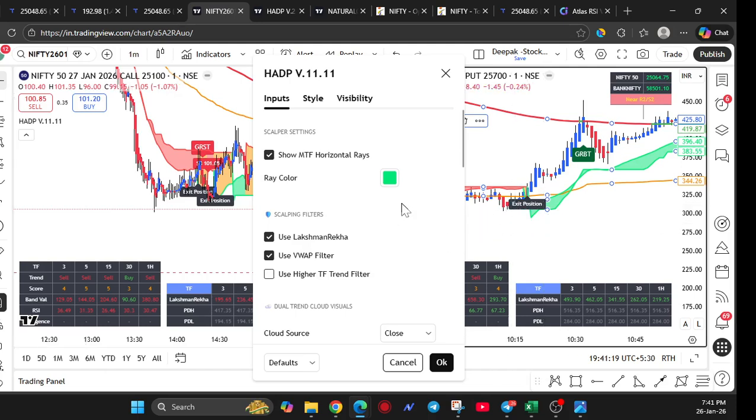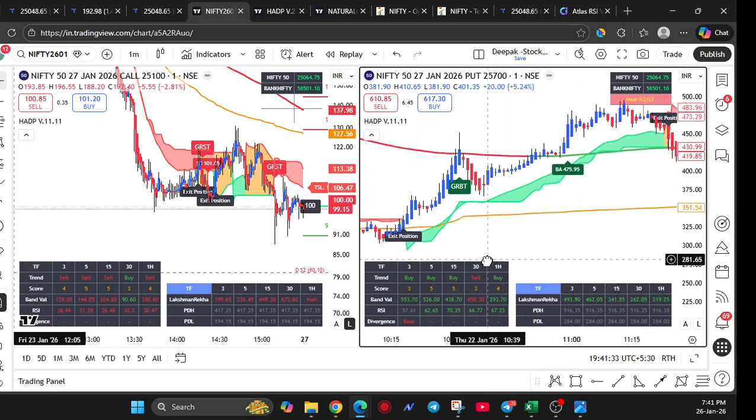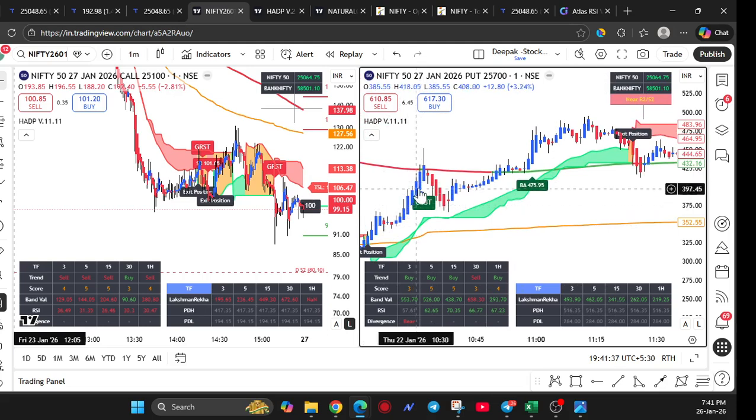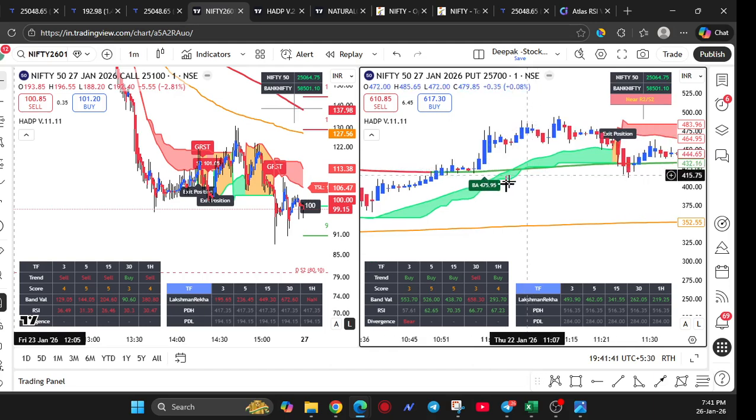Some people who are very conservative traders, even if they don't get any signal, it's fine for them. They may use Lakshman Rekha and the VWAP filter, both on. So you will get buy signals only selectively. For example, look here. All these buy signals got vanished. Here this is VWAP, this is Lakshman Rekha. A buy above candle got printed here.